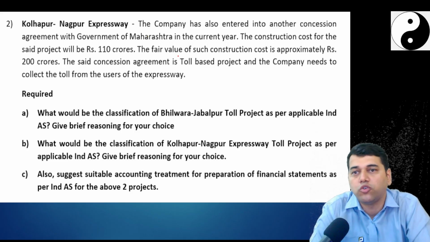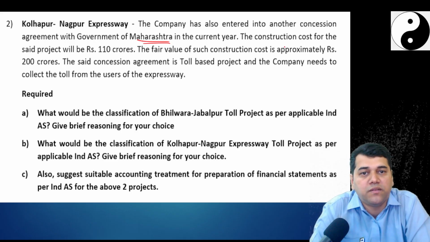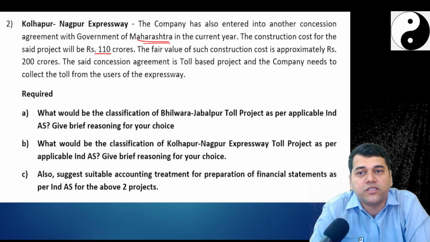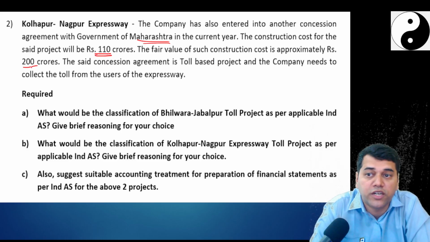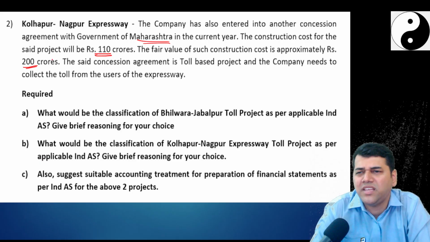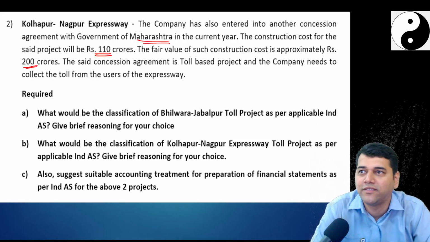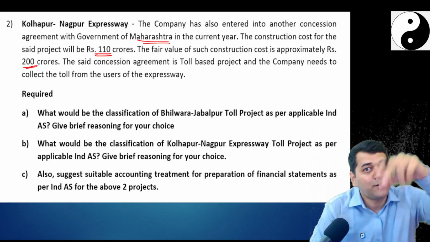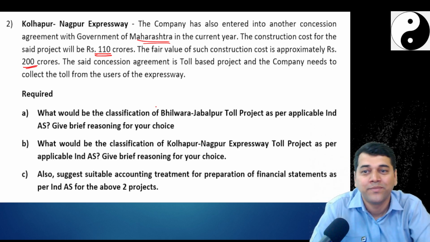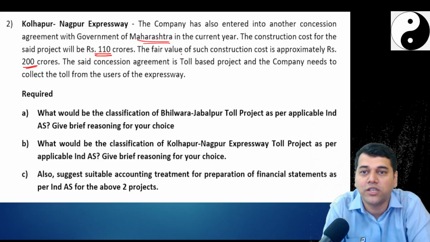One more road. The company entered into another concession agreement with the government of Maharashtra. The construction cost of the project is 110 crores. Fair value of the construction cost is 200 crores. Same story. But numbers, you see how beautifully they draft. Previous was a financial asset model. In that 200 you have to bifurcate there. In this, the total is 200 crores, construction cost, fair value.